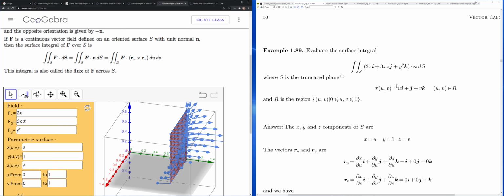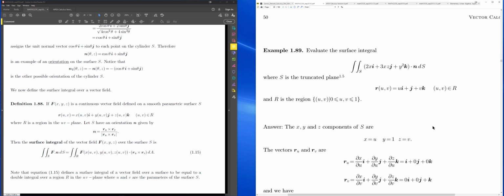Remember how you get the orientation: via r_u cross r_v. So it's entirely possible this r_u cross r_v could give you a direction that you don't want. In this case nothing is wrong, because it didn't tell you to specify any particular direction. They just tell you to work out the problem, so you just get an answer. But sometimes you may want to specify a direction for S, and in that case you'd need to be careful about your orientation.